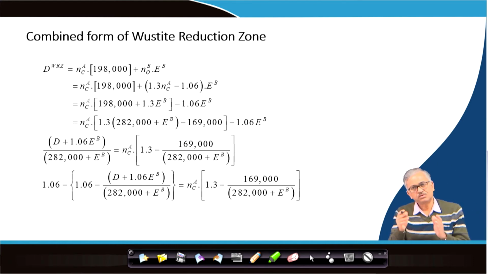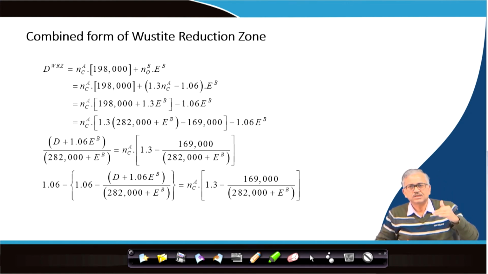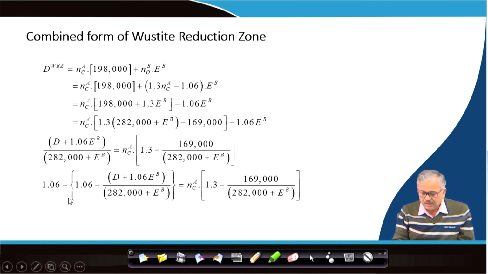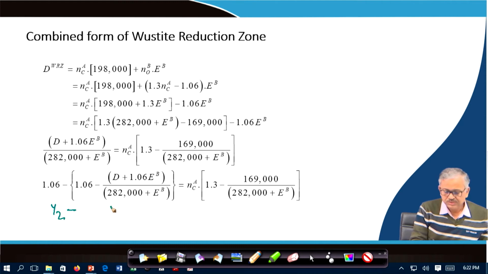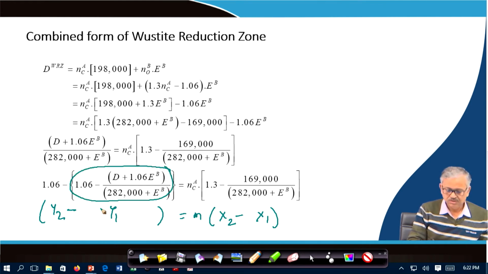What I have done: demand is equal to supply, and I have also eliminated the O by C from the material balance and the enthalpy balance, right. So, finally, you can get this equation, and you can write it like this: y2 minus y1 is equal to m times x2 minus x1. So, you can write the equation in this form, where y2 is equal to 1.06 and y1 is this whole term.